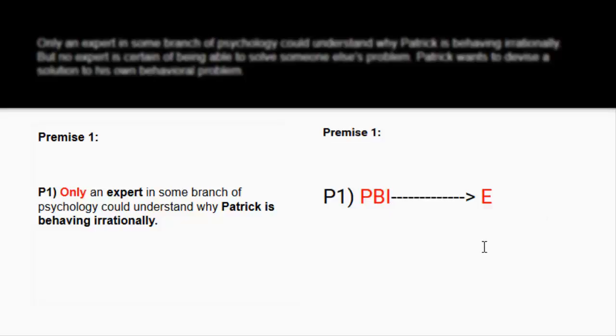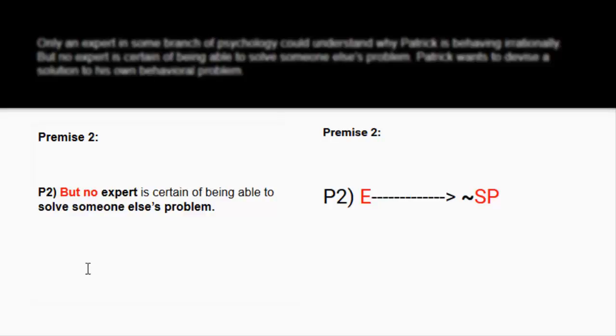All right, so we're done with that. And remember, always draw the contrapositive. So not expert, not PBI. All right, so let's go to premise two. Premise two, but no expert is certain of being able to solve someone else's problem.